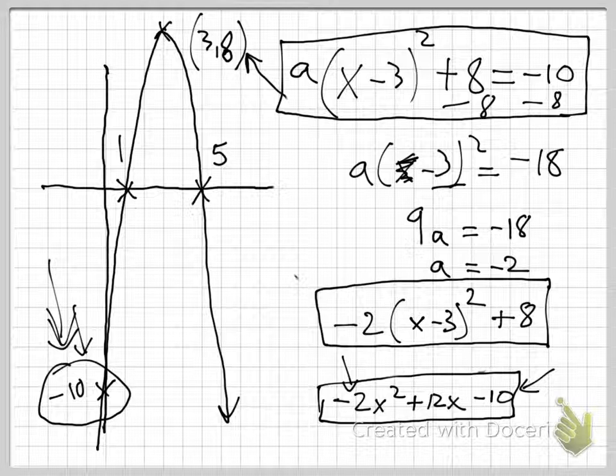And you can check your work to see if you get negative 10 again. So again, I'm going to do negative 3 squared. Negative 3 squared is positive 9 times negative 2. I get negative 18 plus 8. I'll get negative 10. So that's just me checking my work. So both of these are good versions, okay?